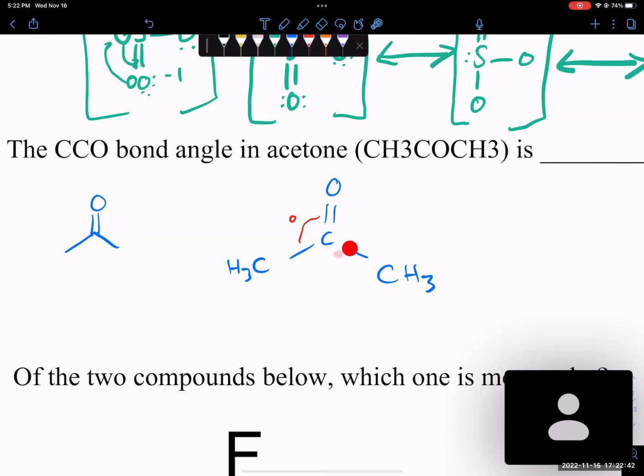120. She said it's trigonal planar molecular geometry, meaning it's going to have a bond angle of 120 degrees between all atoms. All right, so that's correct. It'll be 120.